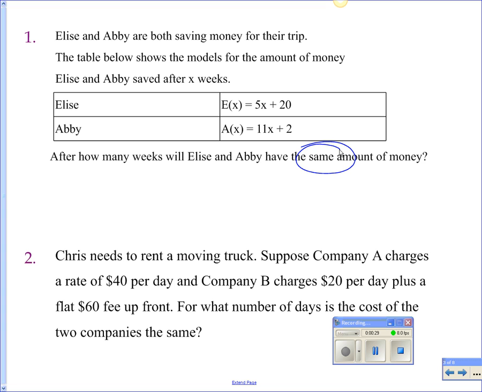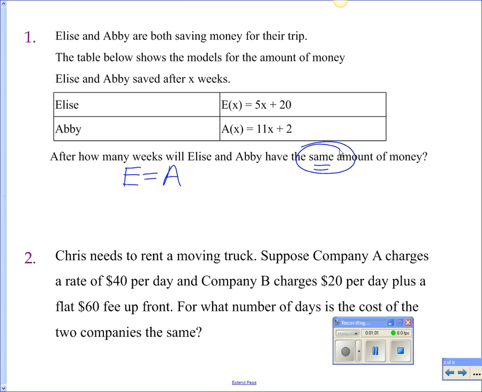If you and I have the same amount of money, what does that mean about our money? It's equal. Please put an equal sign with the word same. What 2 things do we want to be equal? Good. We want Elise's money to be equal to Abby's money.